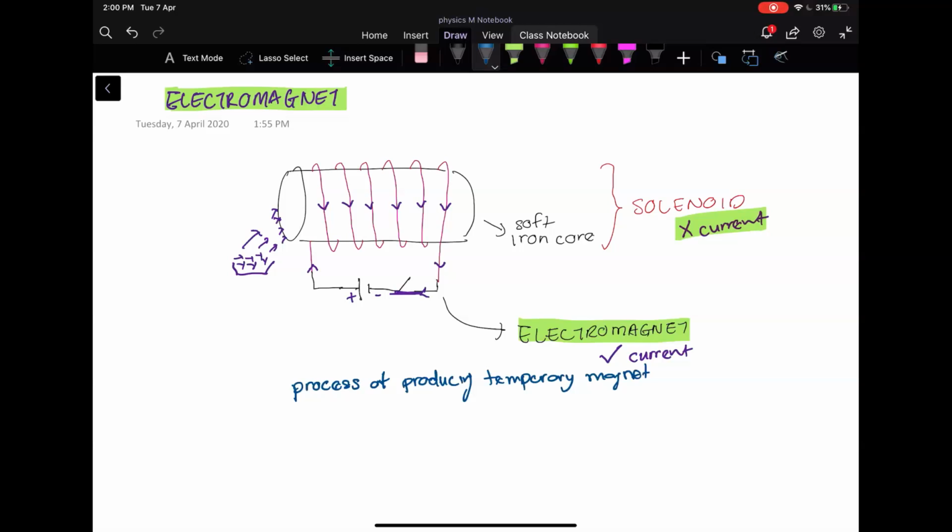Then how do we produce this temporary magnet? By coiling a current carrying conductor across an iron core. So let me repeat again. What is the electromagnet process all about? It's a process of producing a temporary magnet. How do we produce this temporary magnet? By coiling a conductor on an iron core, and remember, current must flow through the conductor. Done.